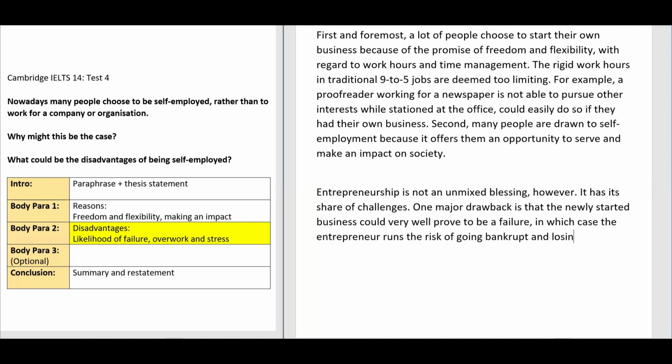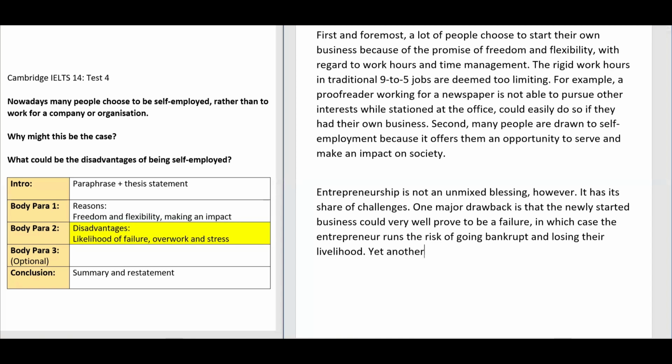and losing their livelihood. Likelihood of failure. This is one of the challenges or drawbacks of being self-employed. This has been mentioned already. Now we're going to mention the other point, the other demerit, which is overwork and stress.